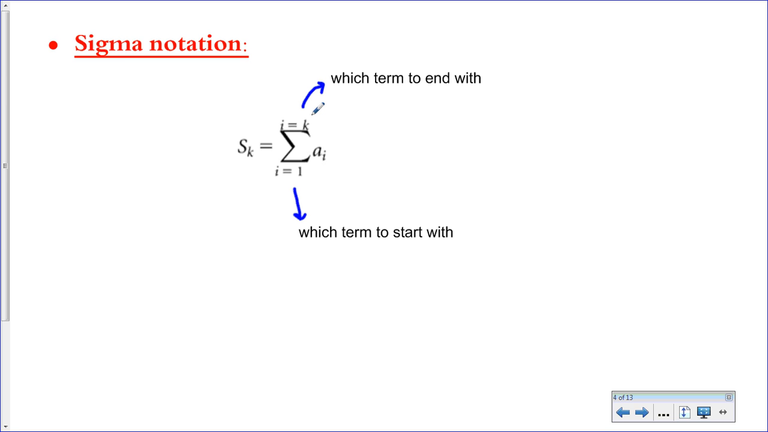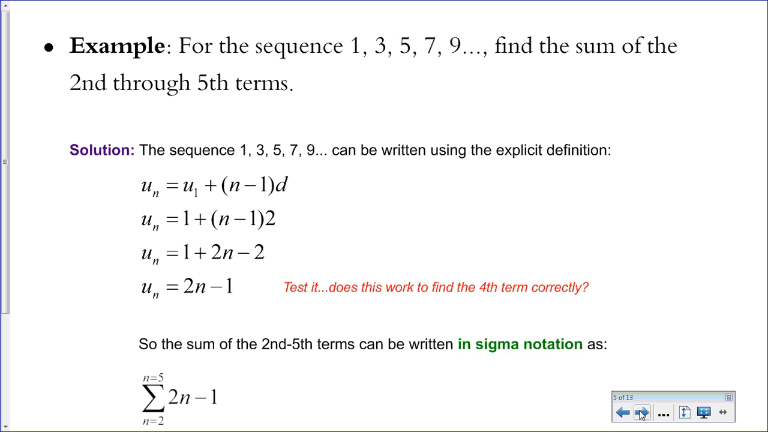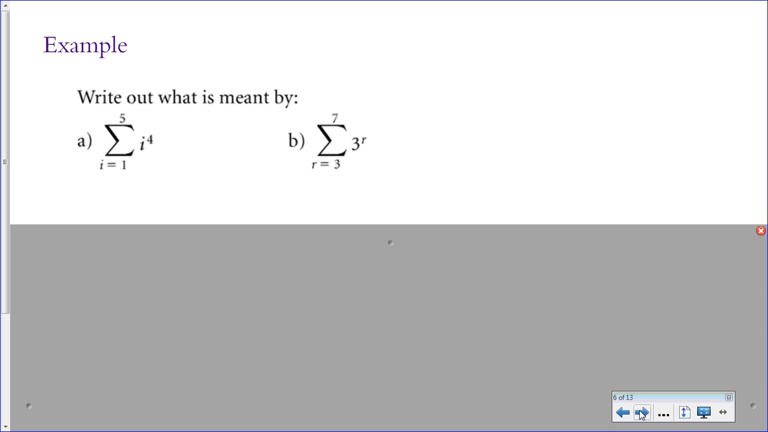But there's going to be a number below and a number above. And the number below tells you which term to start with, the number above tells you which term to end with. And then what comes after the sigma is the formula for the sequence that you're dealing with. So I think it'll make more sense if you see an example of it. Actually, let me skip ahead to this one.